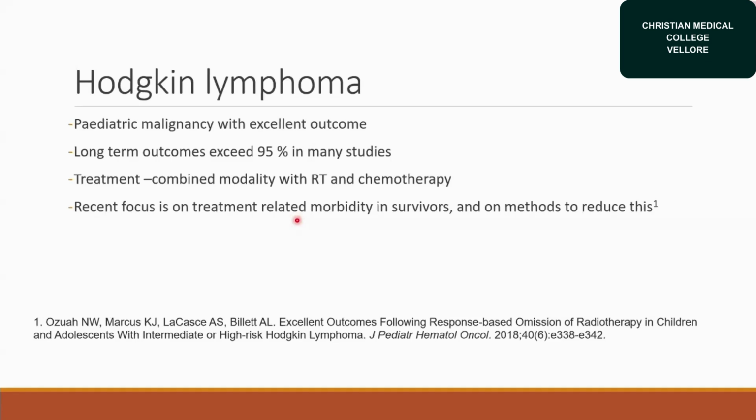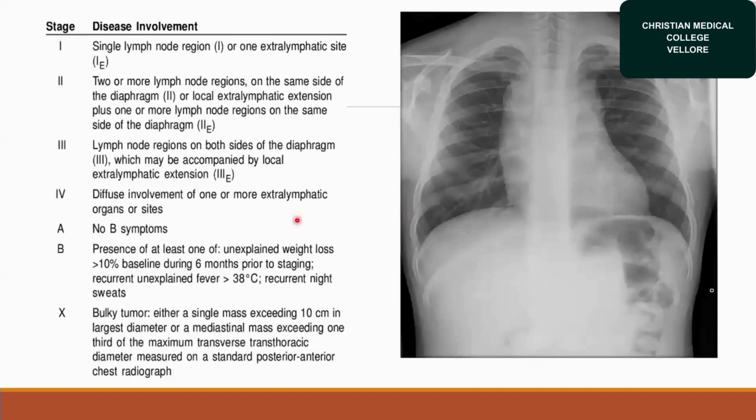So if we have to know how to treat them, we need to know how to stage them. So the staging of Hodgkin is very simple. Stage 1 is a single lymph node region or one extra lymphatic site. If you have 2 or more lymph node sites, but both are on the same side of the diaphragm, we call it stage 2. Stage 3 is lymph nodes on both sides of the diaphragm, and it may be accompanied by local extra lymphatic extension as well. Stage 4 is diffuse involvement of one or more extra lymphatic organs or sites.